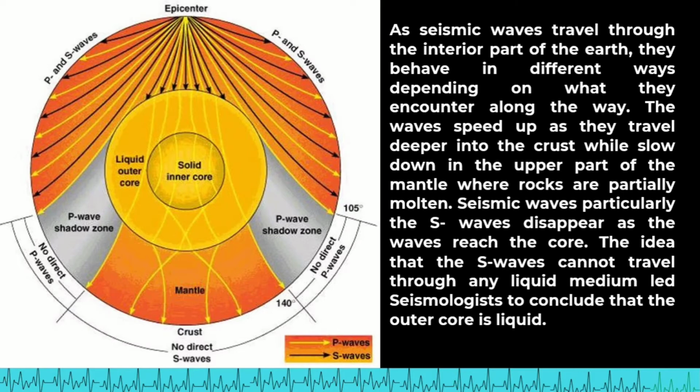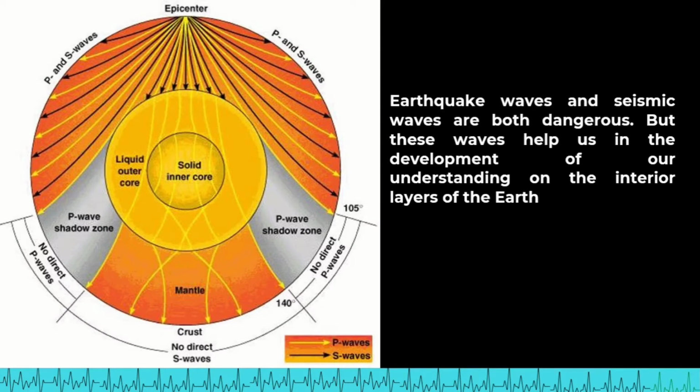The idea that the S waves cannot travel through any liquid medium led seismologists to conclude that the outer core is liquid. Earthquakes provide information to seismologists about the interior of the Earth. Earthquake waves and seismic waves are both dangerous, but these waves help us in the development of our understanding of the interior layers of the Earth.